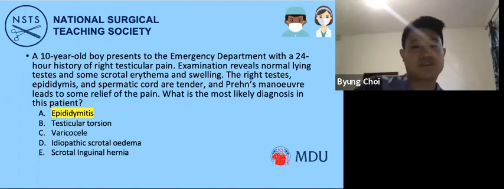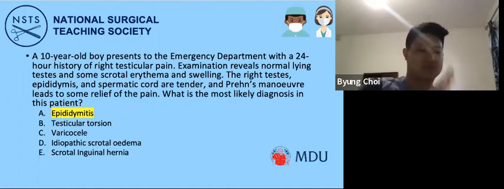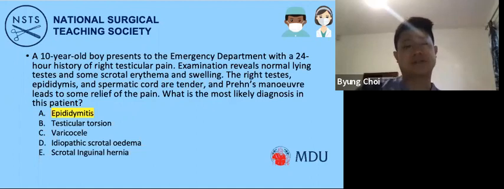In terms of scrotal erythema and swelling, that can happen across a variety of scrotal conditions, so those aren't really distinguishing features for anything. In this question, epididymitis is the most overwhelming choice because of those things I've just spoken about. In terms of the other ones, torsion has acute onset, and you can have erythema and swelling, but it's the pain that doesn't go away with Prehn's maneuver. You may have absence of cremasteric reflex, and they'll be in loads of pain.